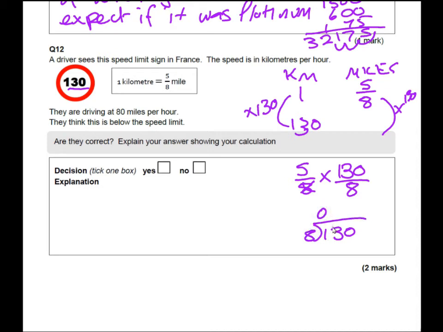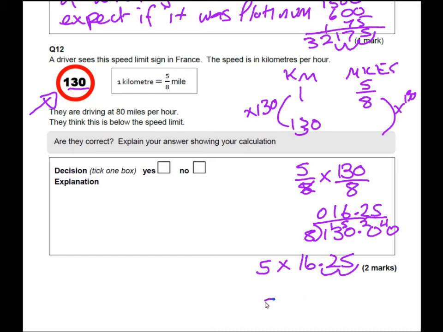8 doesn't go into 1, carry the 1. 8 goes into 13 once, remainder 5. 8 goes into 50 6 times. 6 8s are 48, we have a remainder of 2. 8 goes into 20 twice, which is 16, remainder 4, and then 8 goes into 40 5 times. So we know that 130 divided by 8 is 16.25. All we need to do now is multiply 5 by 16.25 to work out what 130 kilometers an hour is in miles an hour.